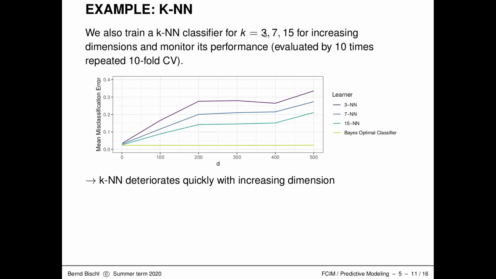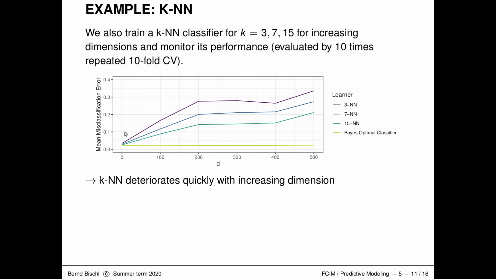So for k equals 3, k equals 7, k equals 15, and then increase dimensionality and monitor generalization performance. Because my data set here is not super big in my simulation study, or I guess it's also not too small, but I'm just going to be extra careful in not introducing too much noise through the stochastic evaluation. I'll actually do a 10 times repeated 10-fold cross-validation.